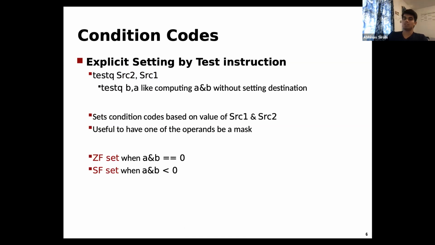And you could also explicitly set these flags using the test instruction. So it takes similar arguments as the compare instruction, but what this does is A and B. So it's basically comparing the two numbers bit by bit. And so the 0 flag will be set when A and B is equal to 0. And the sign flag will be set when A ANDed with B is less than 0.